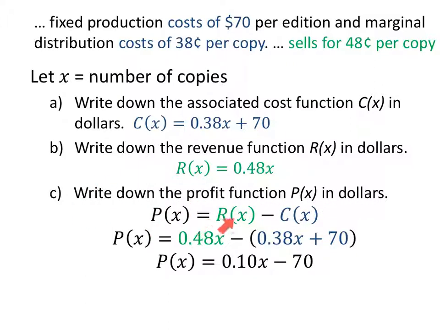P of X is R of X minus C of X. R of X is 0.48X. Anytime I'm subtracting stuff, I always make sure I use parentheses so that this negative sign distributes. That's 0.48X minus 0.38X. That's a profit of 10 cents every time we sell a paper. However, this minus also goes to the 70. In order to make a profit, you have to overcome the $70 for printing the edition, and you're only making 10 cents on each copy, right?